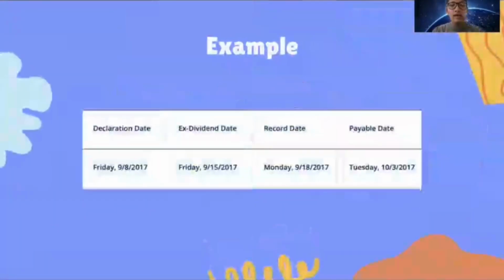For the example here, on September 8, 2017, company XYZ declares a dividend payable on October 3, 2017. XYZ also announced that shareholders of record on the company's books on or before September 18, 2017 are entitled to the dividend. The stock would then go ex-dividend 1 business day before the record date.